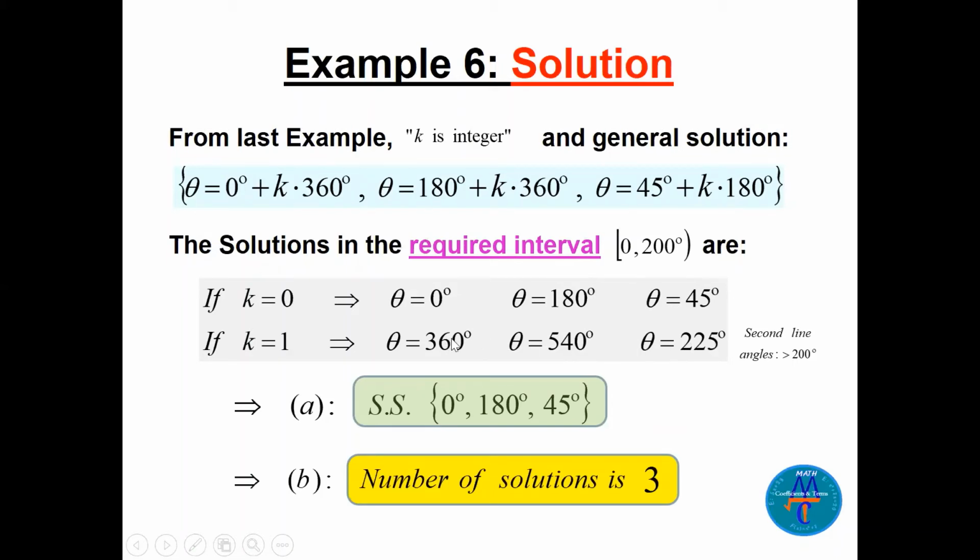Just you can notice here 360, 540, 225, this is the second line. All these angles are greater than 200, so we don't take them. For sure, if you take k equals 2, it will be more and more. If you take k equals -1, it will be all negative angles. So what are all the angles? The solution set will be 0, 180, 45. All these lie between 0 and 200. Second part, find the number of solutions: 3.